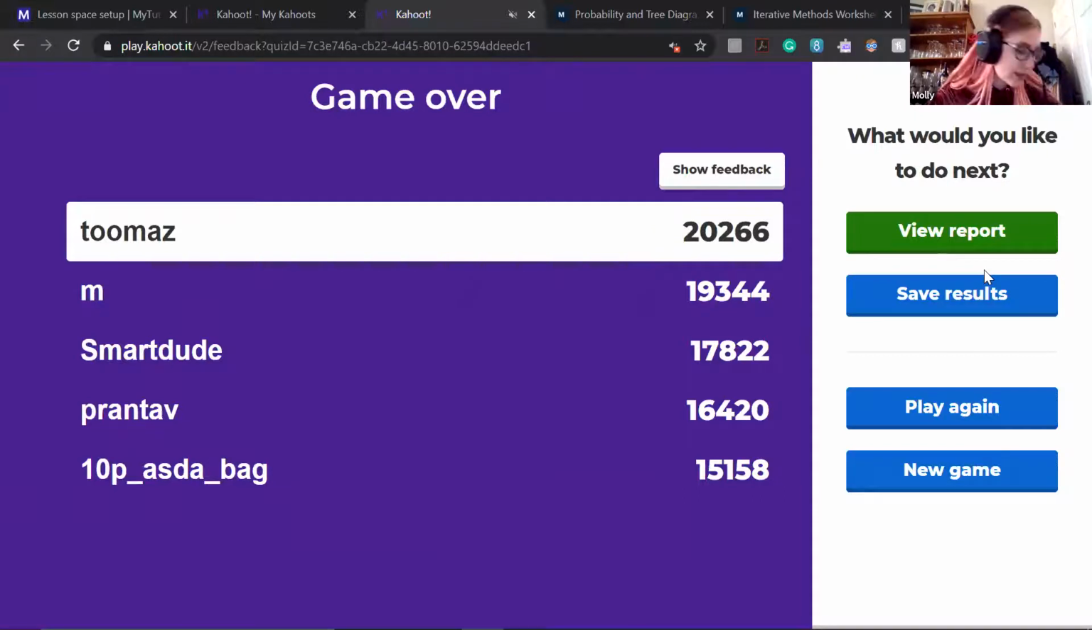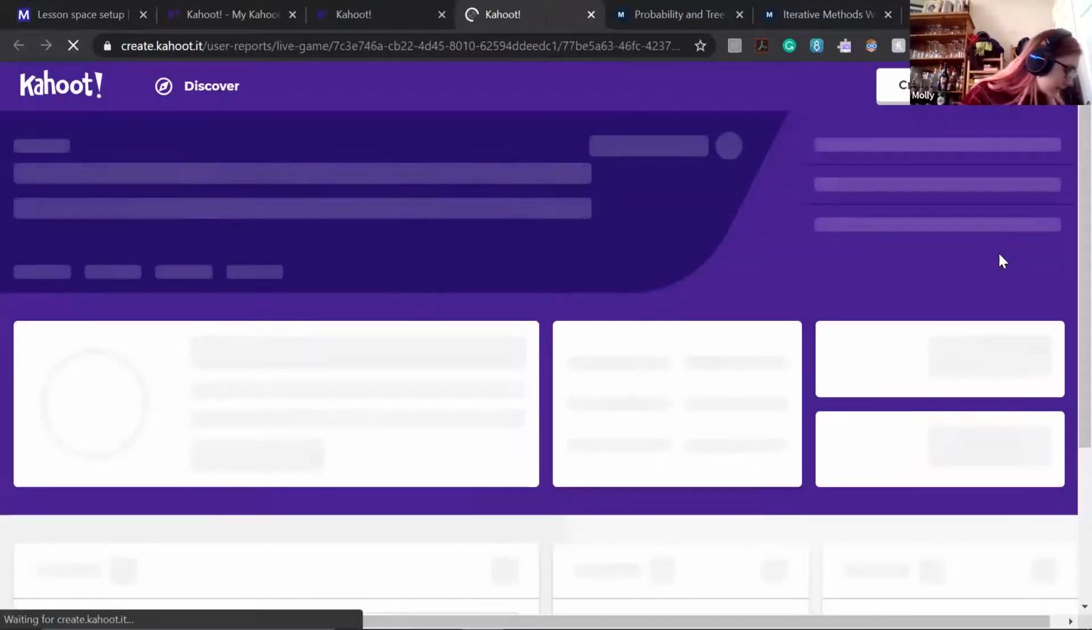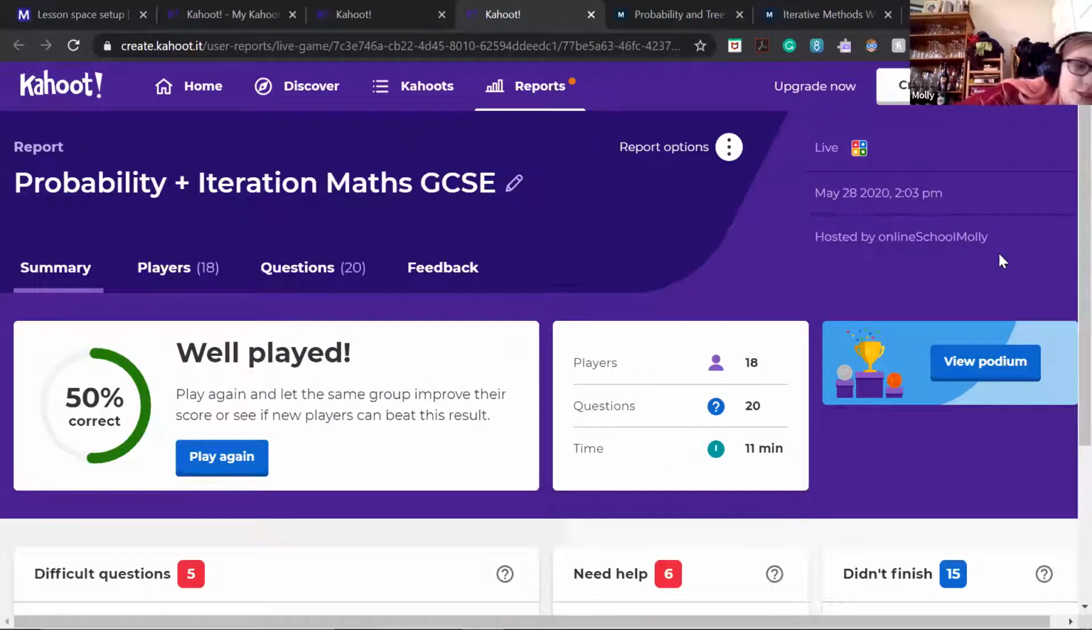And let's just have a quick look and note down what the percentage was. 50%. That's really good for a first go at some that we haven't actually covered yet. So like I said, we'll be doing that again at the end.